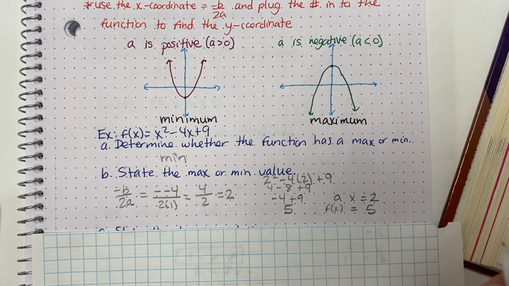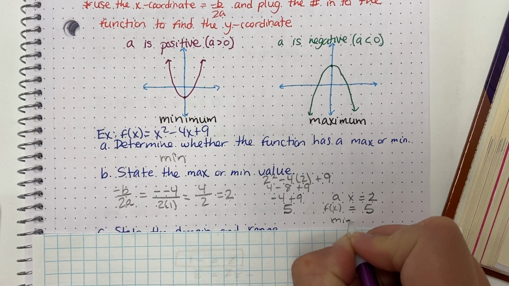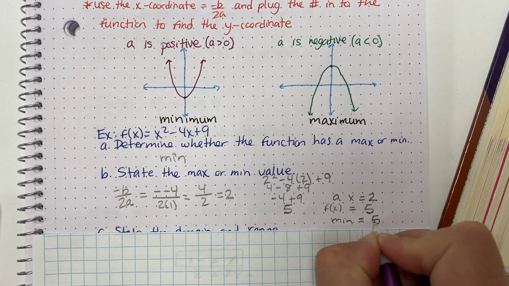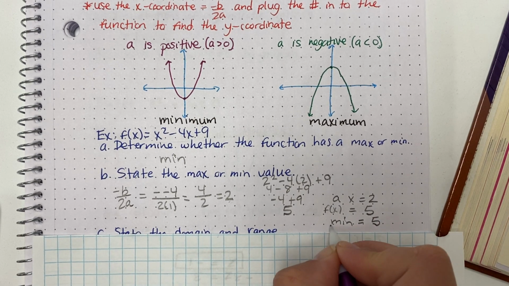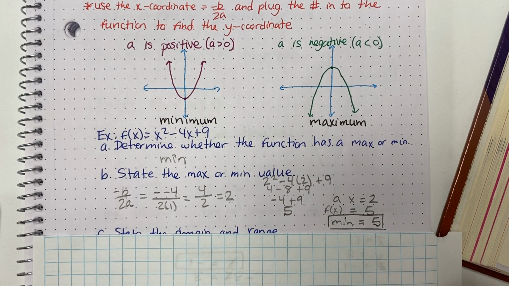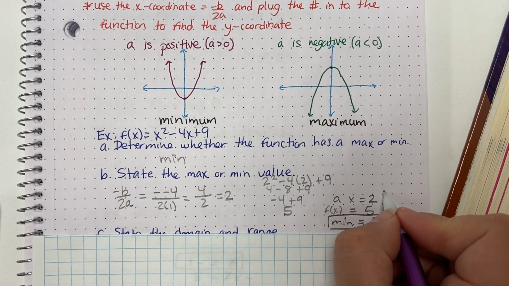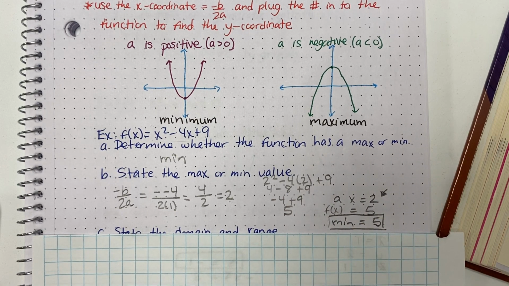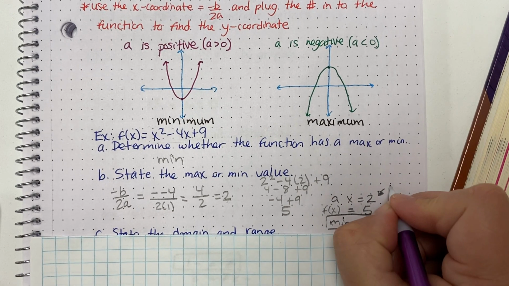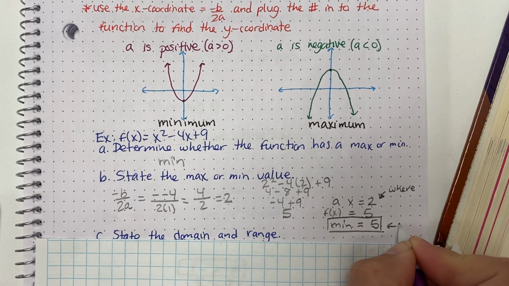Or I could say it another way, my min is a value of 5. If I want to know where my min is at, it would be right here. This would be the where. And this right here is the what.